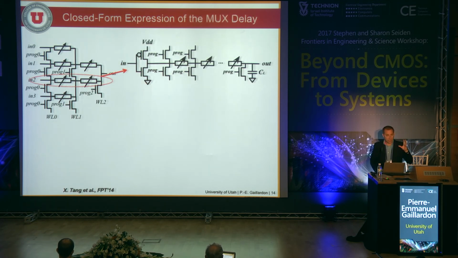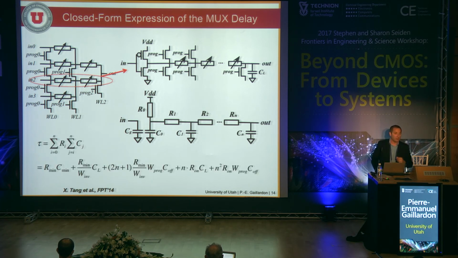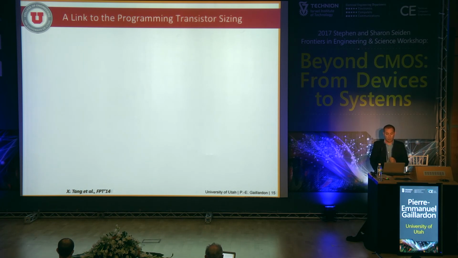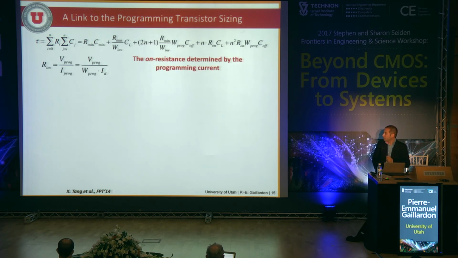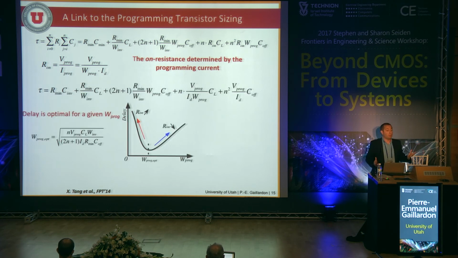So that's a modeling of our routing MUX. We did it with a closed form expression, playing with the Elmore delay. I'll go quick with the math, that can get very ugly. But the general idea is that if we take the delay of our multiplexer and inject the fact that the on-resistance depends on the size of the programming transistor, we can get to an optimum. So every programming transistor in the FPGA can be sized to the optimum in order to achieve what?